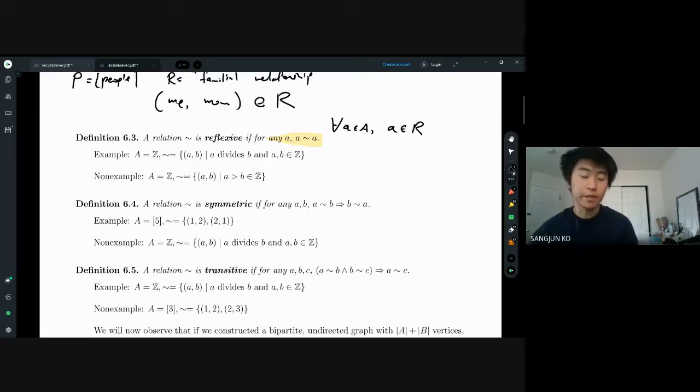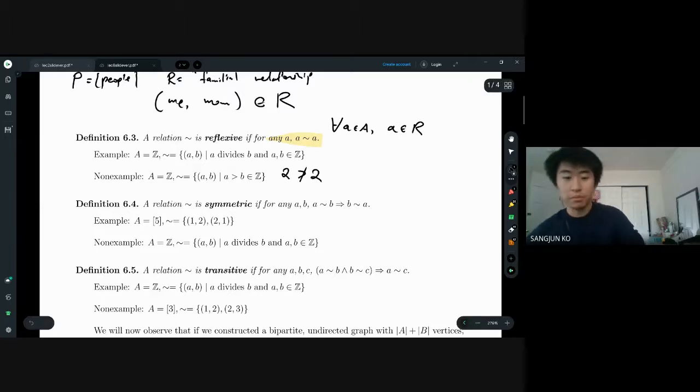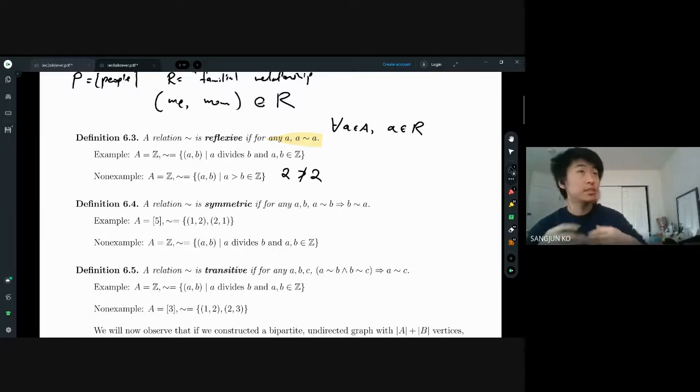As a non-example, if we let A equal the integers again, and we consider all the pairs (a, b) such that a is greater than b, well, certainly 2 is not greater than 2. So that means (2, 2) is not in this relation. That means this relation is not reflexive. In particular, when you want to show that a relation is not reflexive, all you need, because this is a universally quantified statement, is one counterexample to show that it's not reflexive.